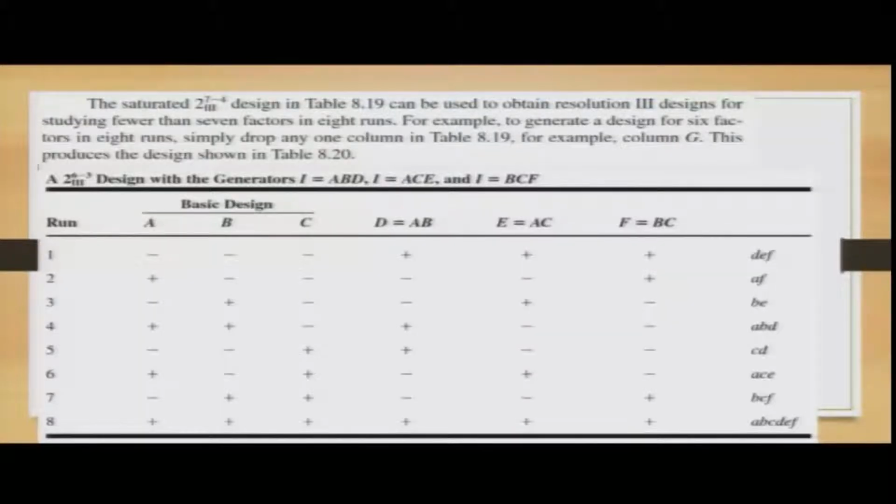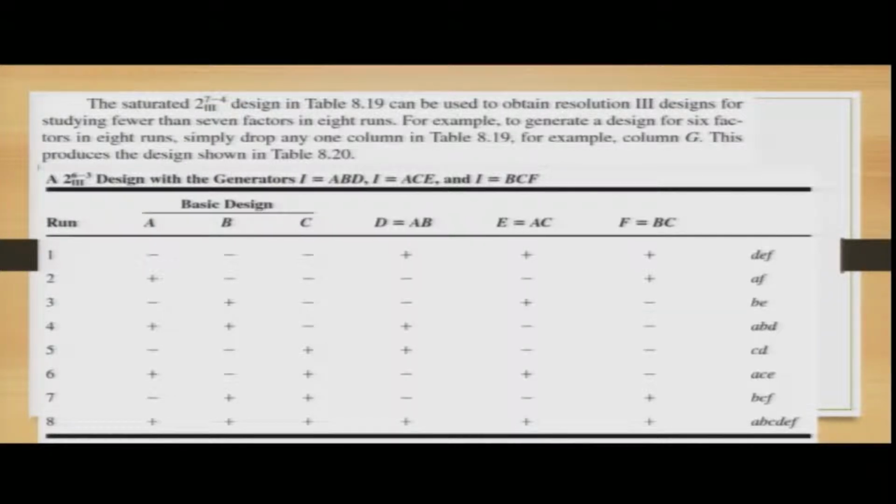So, the saturated model is 2 to the power 7 minus 3 design, which we have already considered. Table 8.19 and table 8.11, which we have already discussed, can be used to obtain the designs for studying fewer than these 7 factors. For example, to generate a design for 6 factors, we may simply drop any one column as given in 8.19. So, let us consider the design with the generators I being ABD, ACE and BCF.